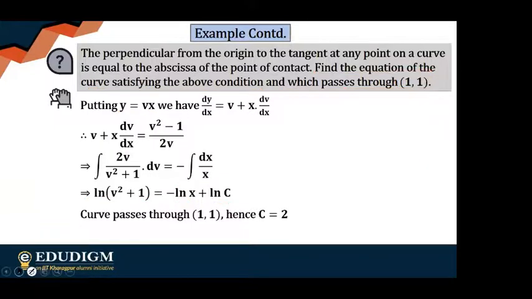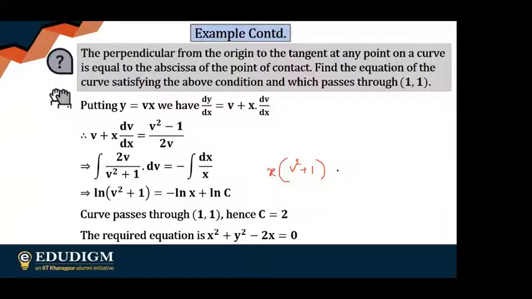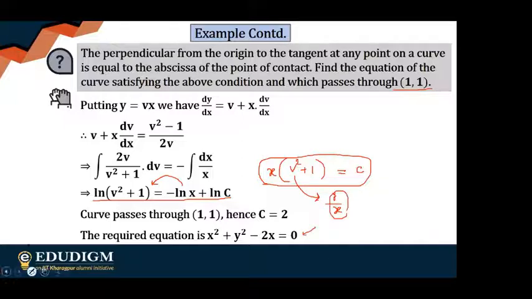So put the values here, and this is what you're going to get. This is not very difficult because this is actually (V square plus 1) into X equals C. So this is the basic idea here. You just take this to the side and remove the logarithm. This is the basic thing you get. It passes through 1 comma 1, so C will be 2. Now put the value of V back, which is Y by X, and that's it. This is your required equation.